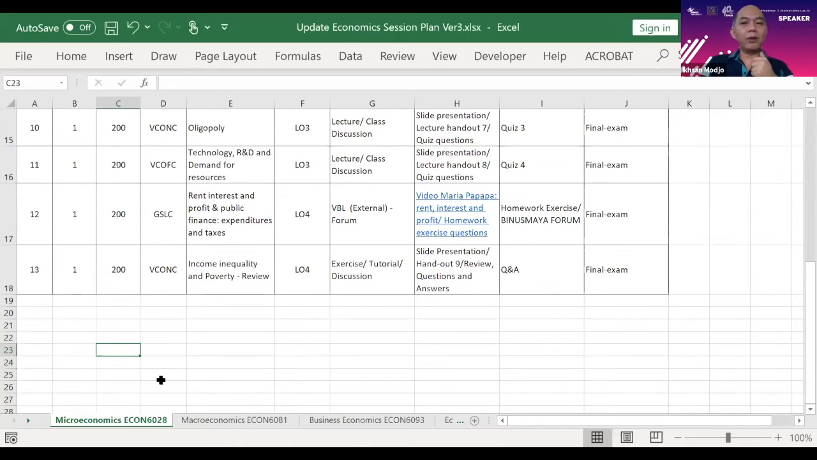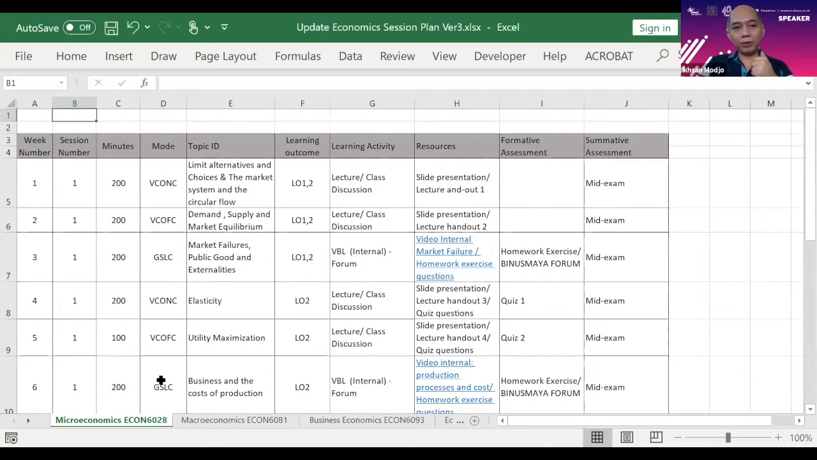So this is the updated economic session plan. Oh yeah, before I forget, my name is Iksan Mojo. I'm going to be your lecturer for the upcoming macroeconomic sessions, and I'm the course coordinator of all the economic courses in BINUS International. So this is basically how your course is going to look, and I believe all of your lectures will have something like this.